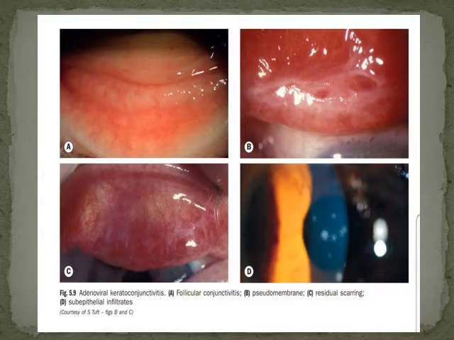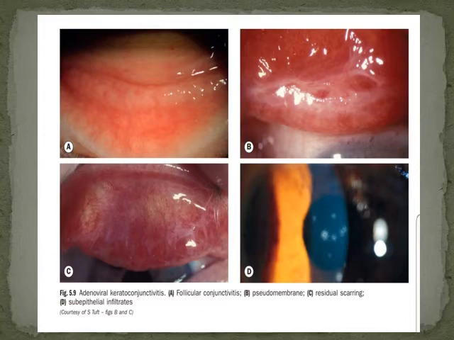So next we move on to viral conjunctivitis. In this picture we can see the first image shows follicular conjunctivitis. There's presence of follicles over the conjunctiva. Then the second image shows a formation of pseudomembrane. The third image shows residual scarring, and on the fourth there are subepithelial infiltrates present over the cornea.